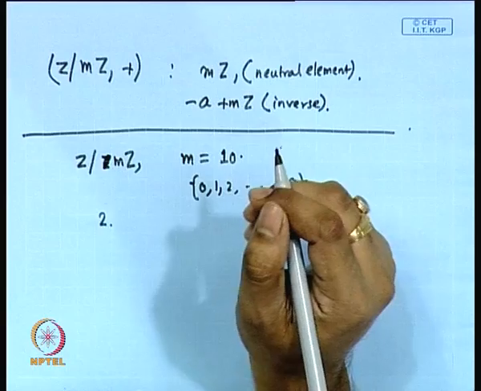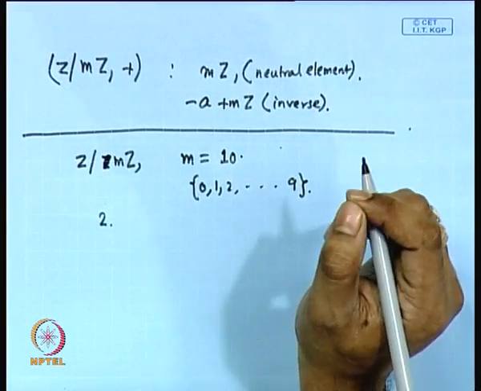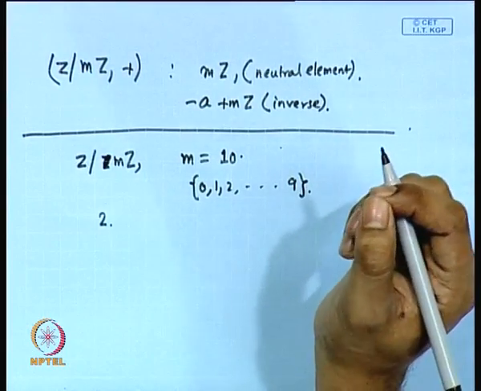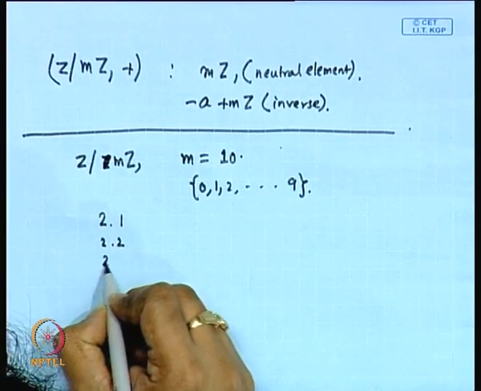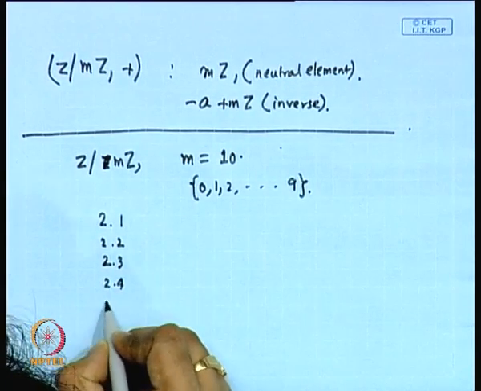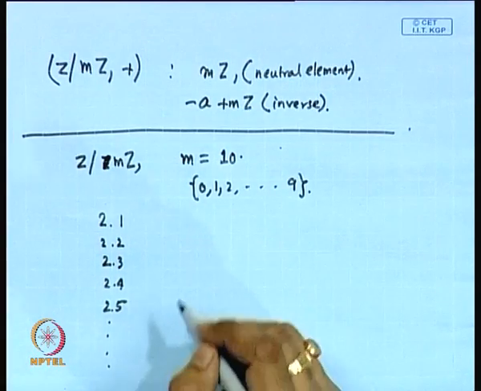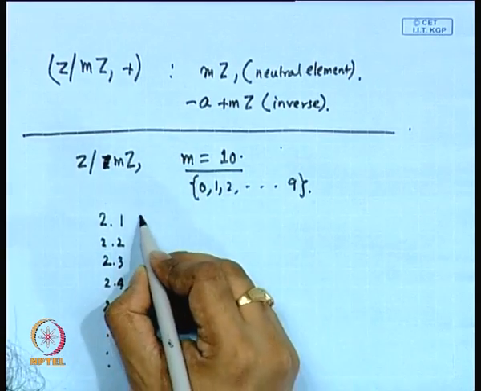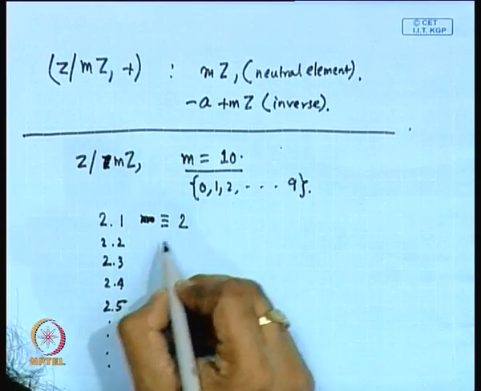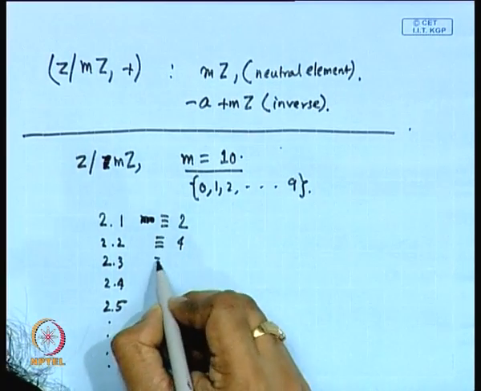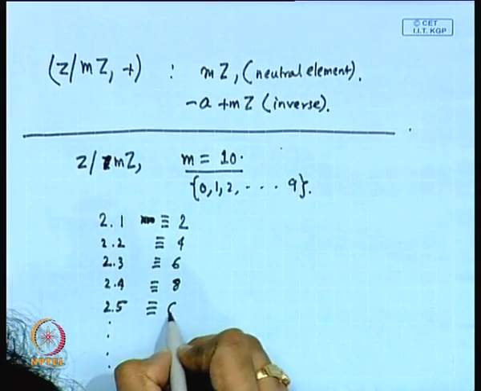Let us multiply 2 with all possible non-zero elements which are there in this set. So let us consider 2 into 1, 2 into 2, 2 into 3, 2 into 4, 2 into 5 and so on. If you take the modulo 10 operation for all of them, then you will find that this is equal to 2, this is 4, this is 6, this is 8, but this one is 0.